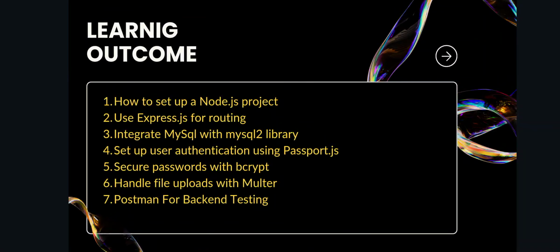Number 6 is handle file upload with multer. Whenever we want to upload a file in this project, we need a library or system that will handle the files that will be uploaded by us. So we will use the multer library for handling file upload. Number 7 is Postman for backend testing. So what is Postman, how to use it, and how to test our backend with the help of Postman? So let's start.